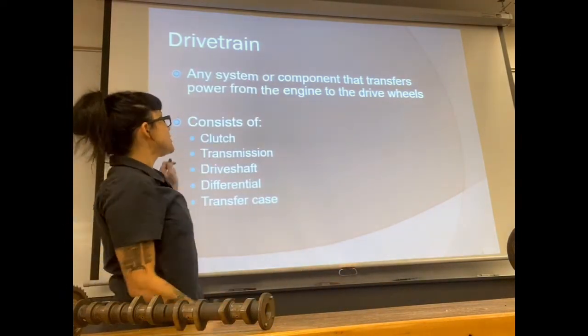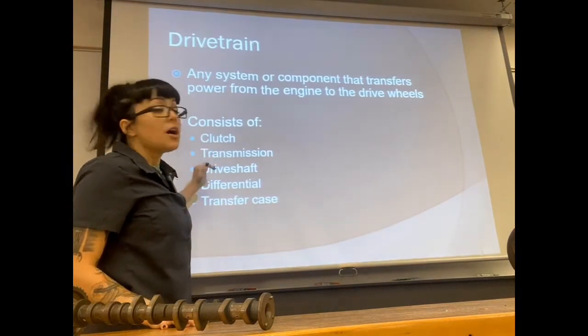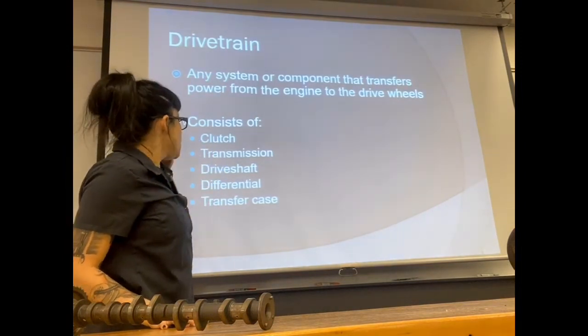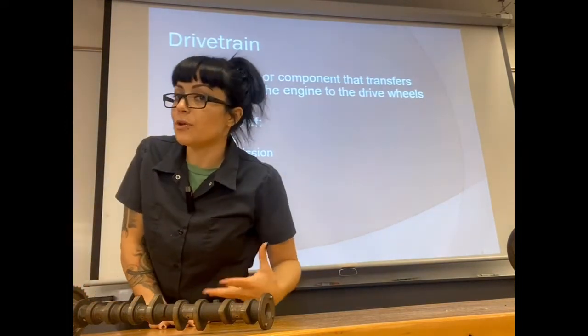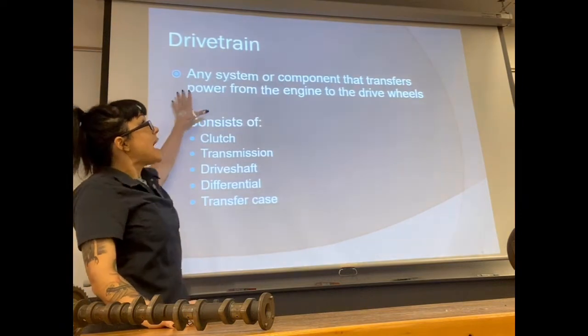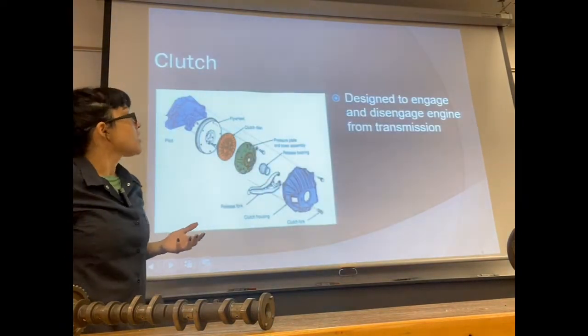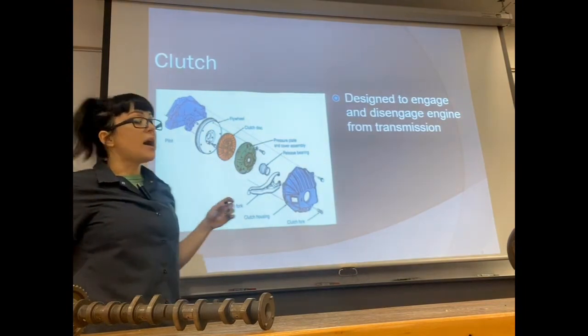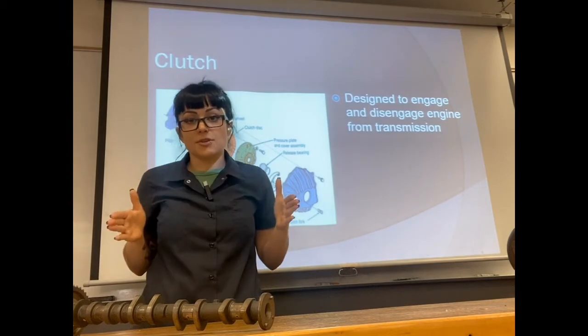So it's going to consist of the clutch, if it has one, a transmission, a drive shaft, a differential, a transfer case, if that has one. The transfer case is really only going to be for four-wheel drive vehicles. But that's what this whole big system is going to consist of. So the clutch is designed to either engage our drivetrain or disengage our drivetrain.